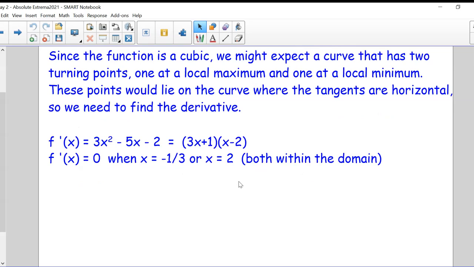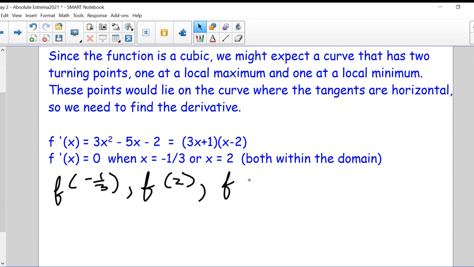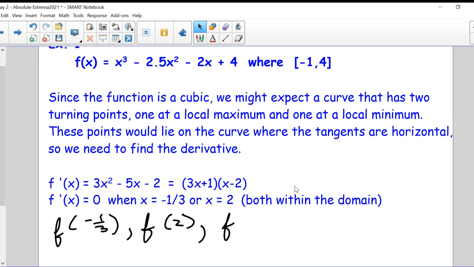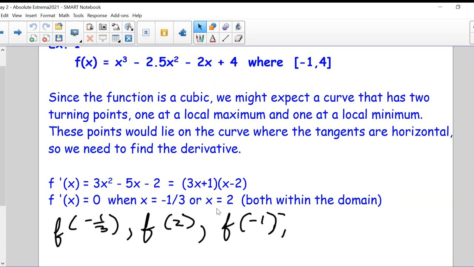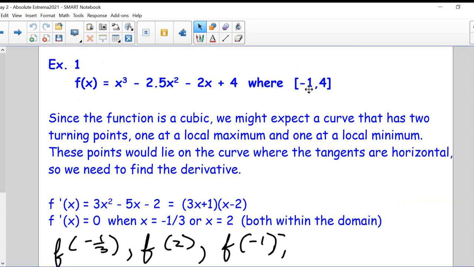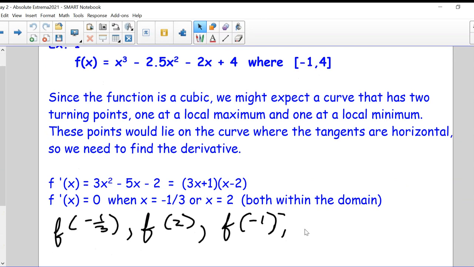Let me tell you what the points are that we have to test. We have to find f of -1/3, f of 2, and, let me tell you again, there's a boundary, -1 to 4: f of -1 and f of 4. Let me just say we have to find f at the points -1/3, 2, and -1. And why -1? Because that's the domain that we're working with. And the last one, of course, is f of 4.